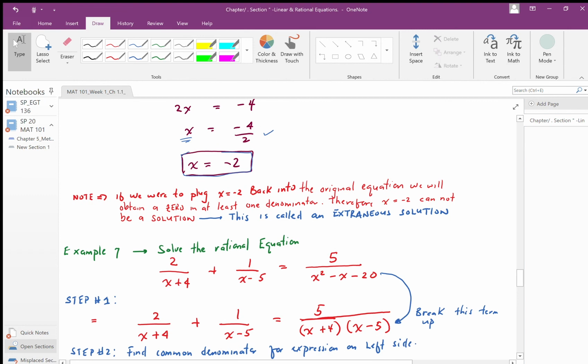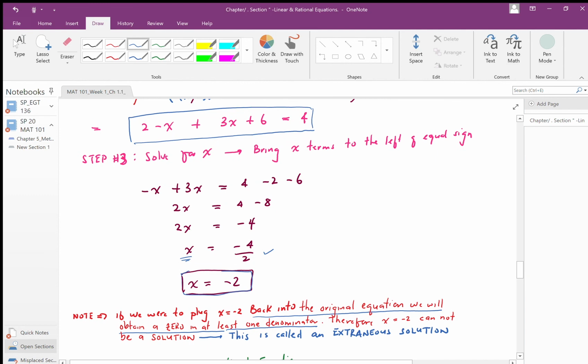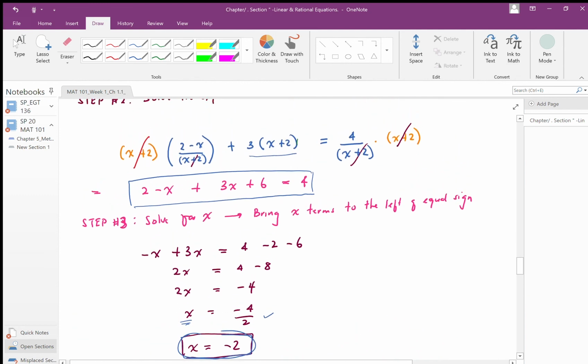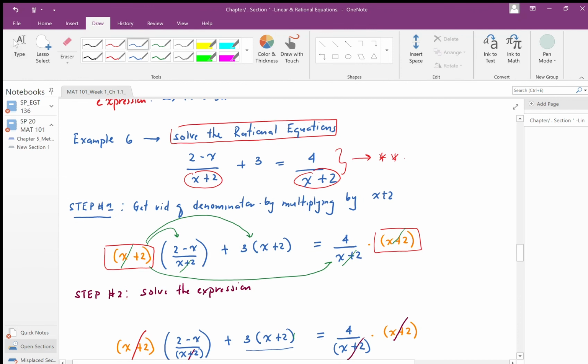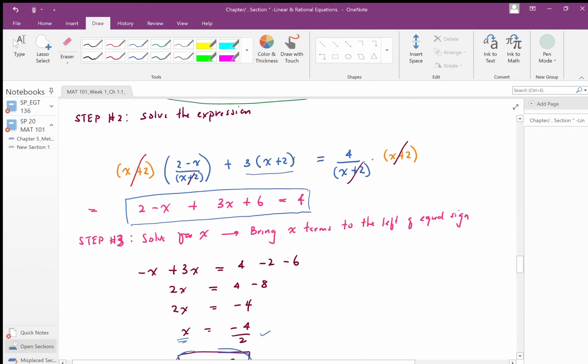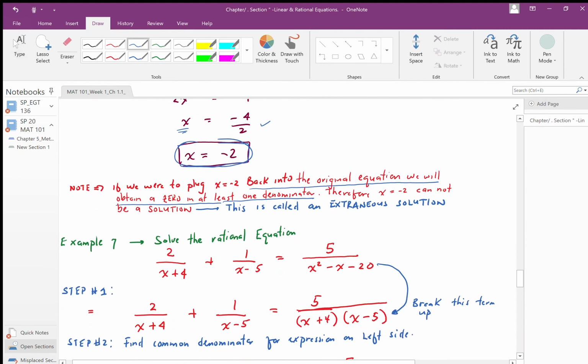If you notice, when you plug x back into the original equation, we will obtain a 0 in at least one of the denominators, right? So if you plug in x equals negative 2 back into this original equation here, this is going to be 0, this is going to be a 0, right? So typically this is an extraneous solution, okay?